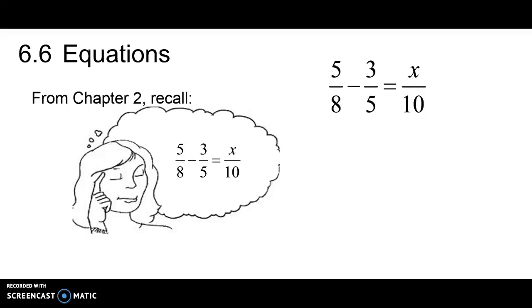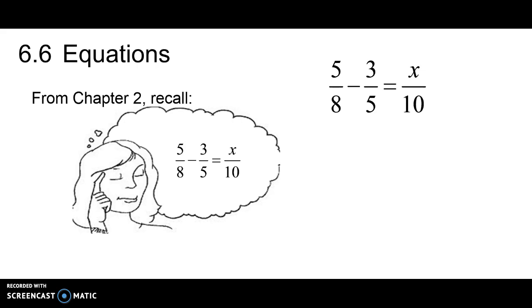So we've learned how to add and subtract and multiply and divide with rational expressions. So now we're going to start doing equations with rational expressions. There's some good news here and there's some bad news here. The good news is that the basic technique is a technique that we're very familiar with.